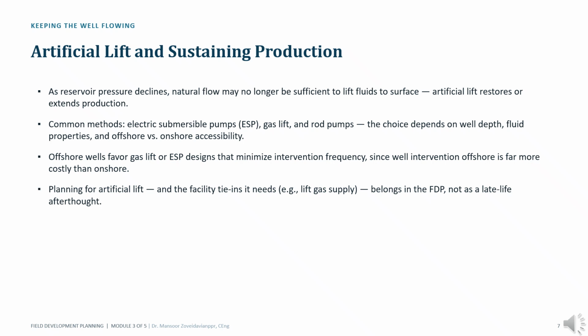Artificial lift systems are installed to extend productive life and maintain production rates. Common examples include electric submersible pumps, gas lift, and rod pumps. The choice depends on reservoir conditions, well characteristics, and operational constraints. For offshore developments, reliability becomes particularly important because interventions are expensive.